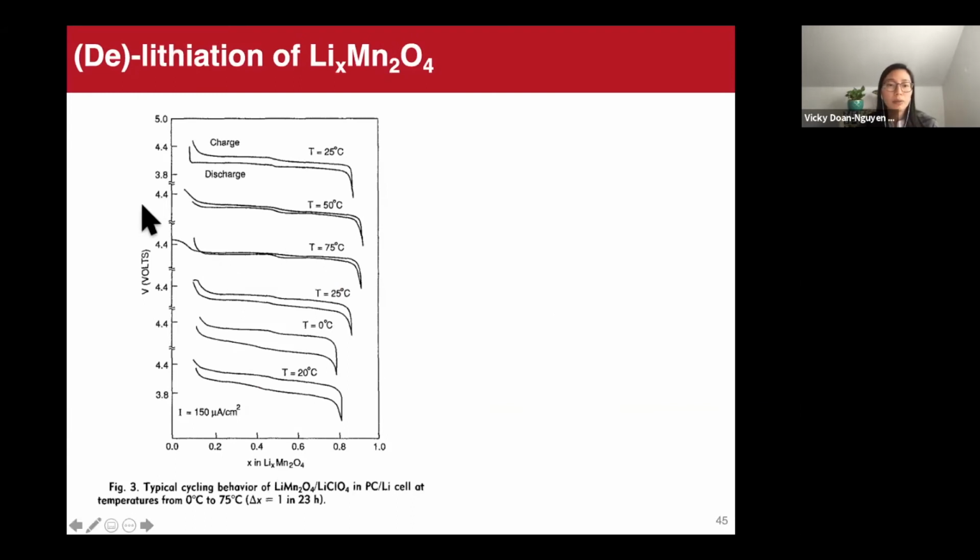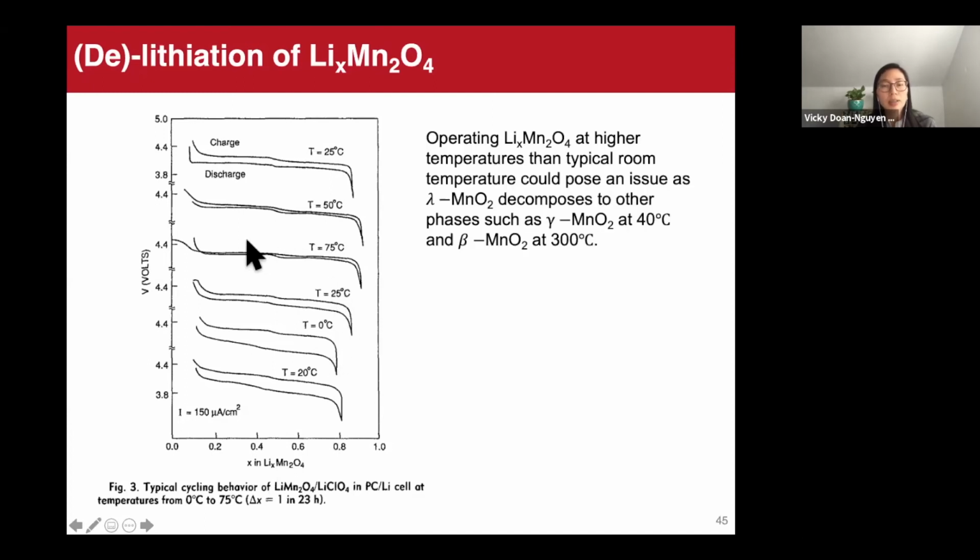Now let's look at the voltage as a function of composition. So for lithium manganese oxide, LiMn2O4, you could see here that upon charge, that's delithiation. Upon discharge, that's lithiation. You could see that the performance is different at different temperatures. And something to note also is that the decomposition of this material to different polymorphs of manganese oxide also limits its ability and usage at higher temperatures.